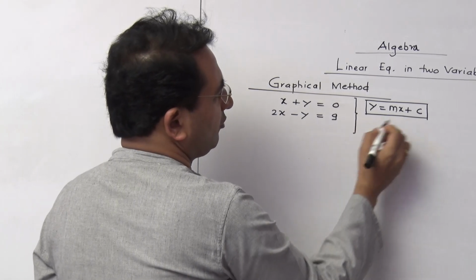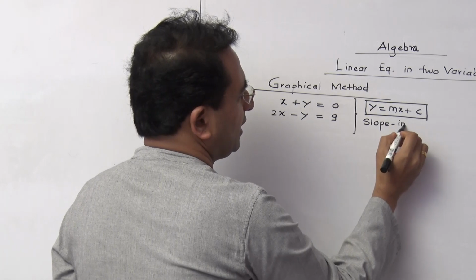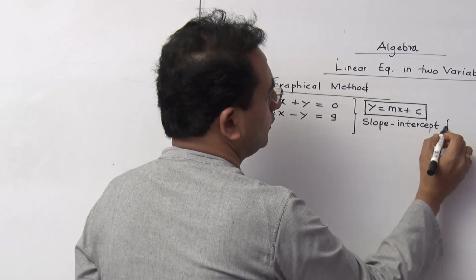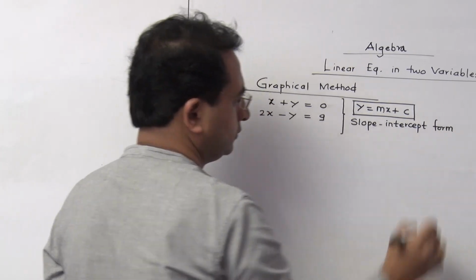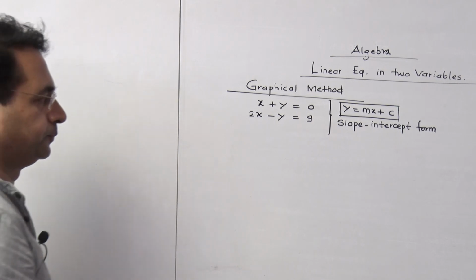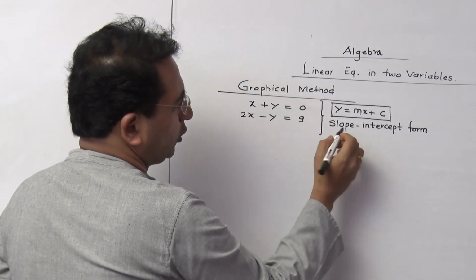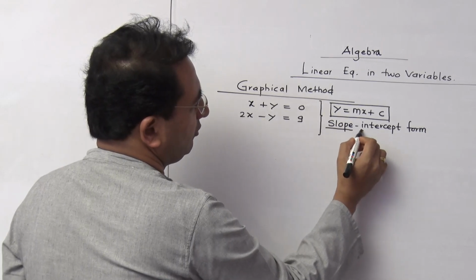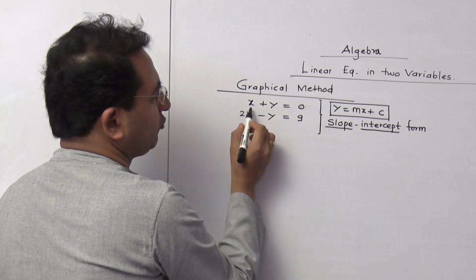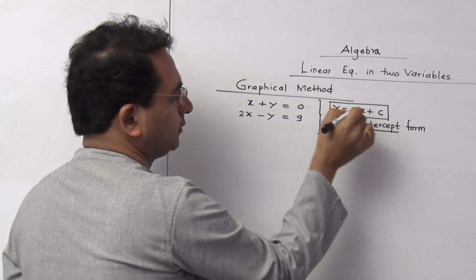y is equal to mx plus c is called the slope intercept form. It is called what? Slope intercept form. And now when you write this slope intercept form, I will explain what you mean by this and what you mean by this word. Just understand that whatever equation you are going to plot has to be in this form.